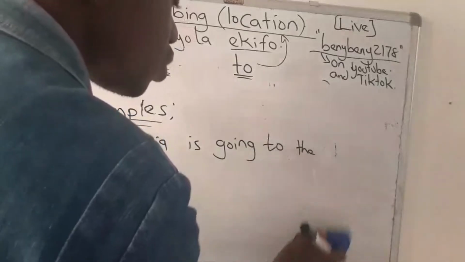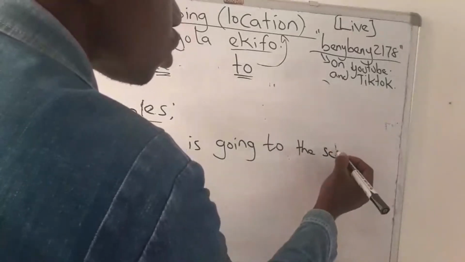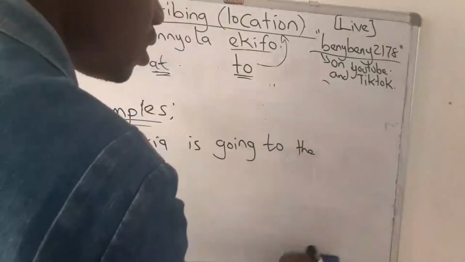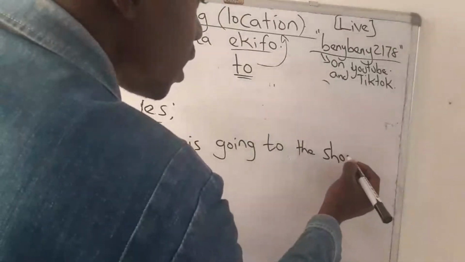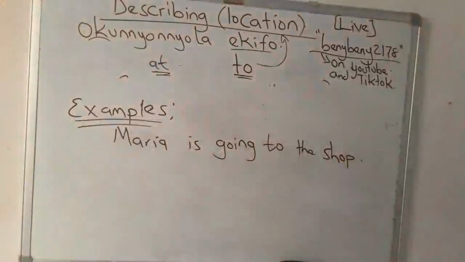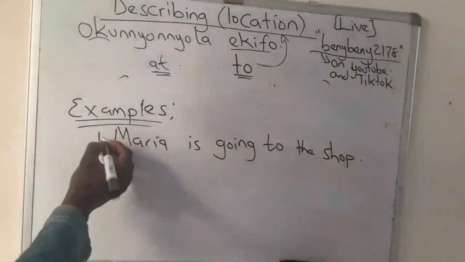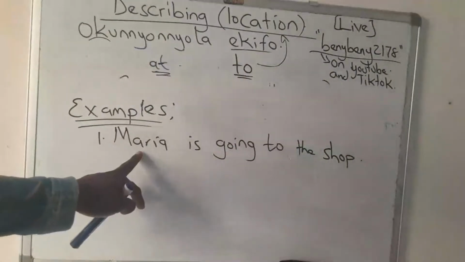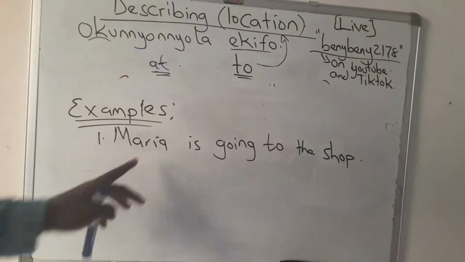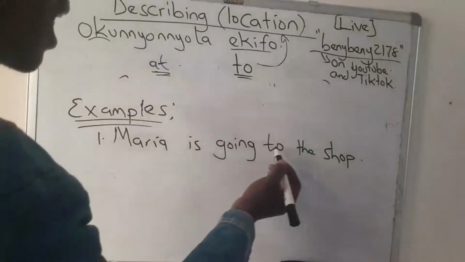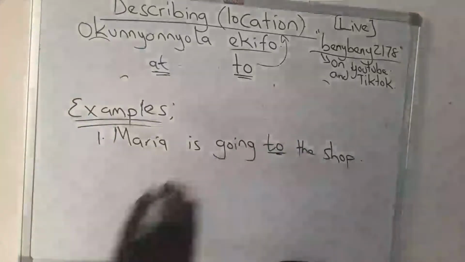Maria is going to the shop. Maria is going to the shop. The first example, we've said Maria, where is Maria going? Maria is going to the shop.